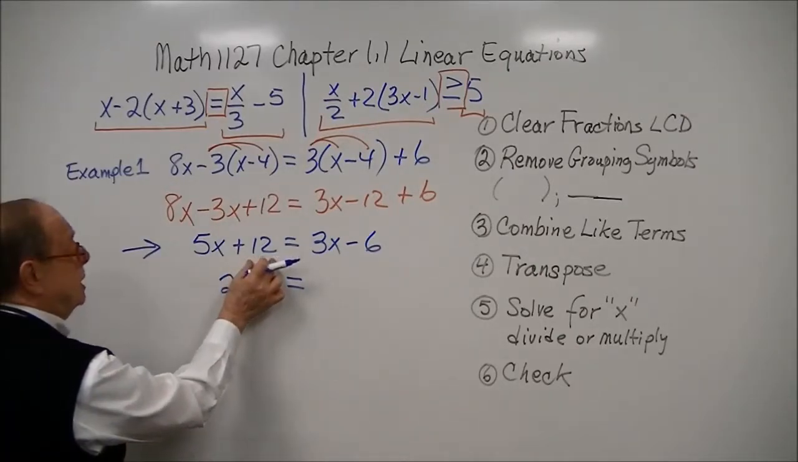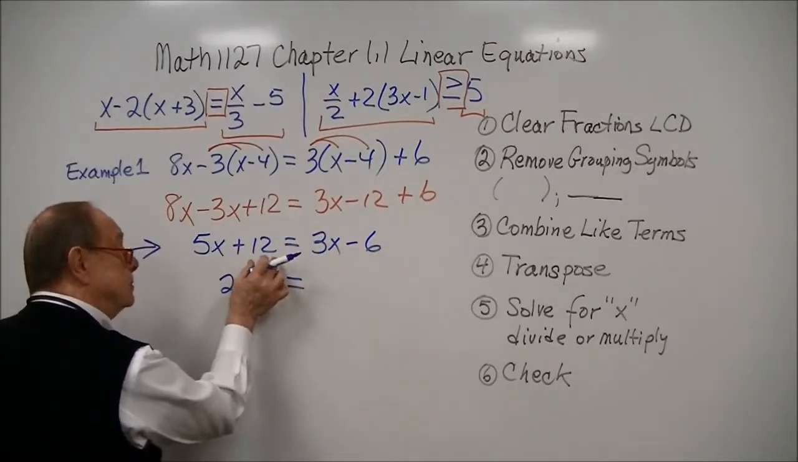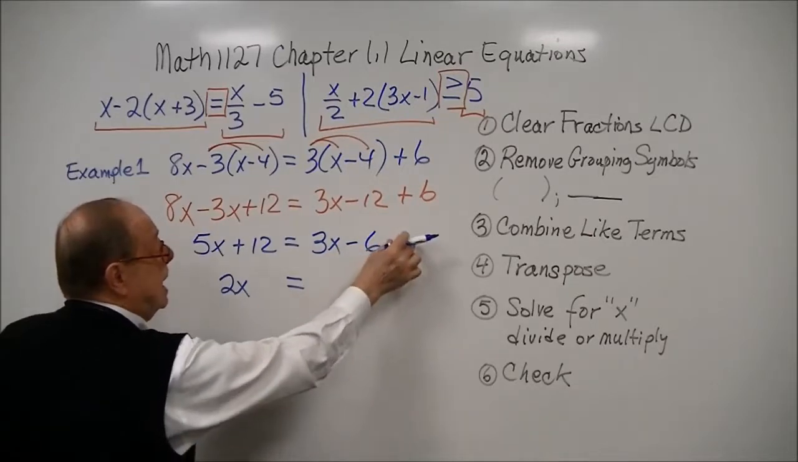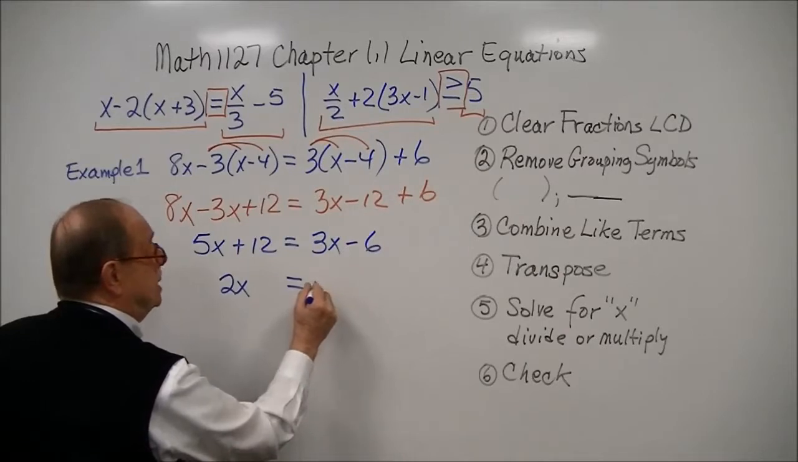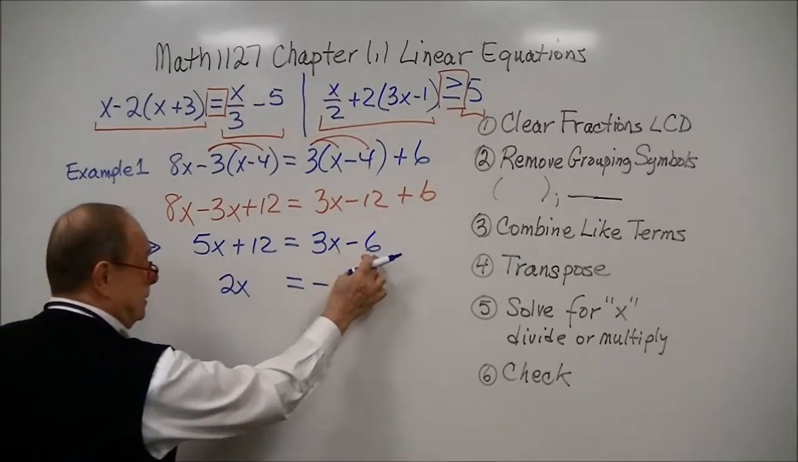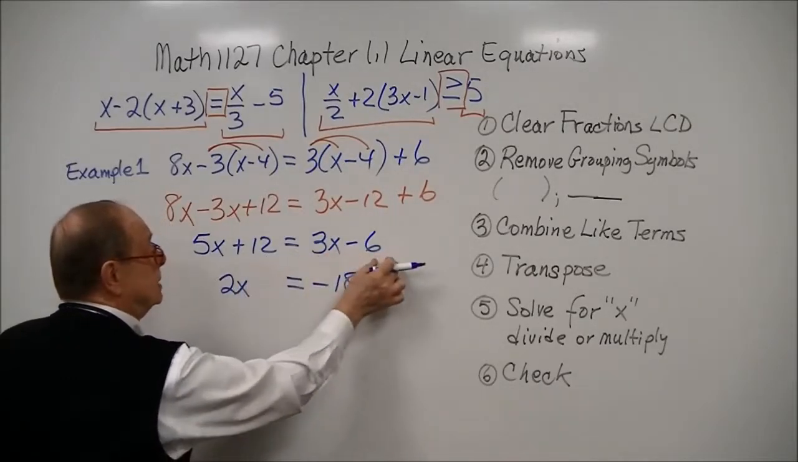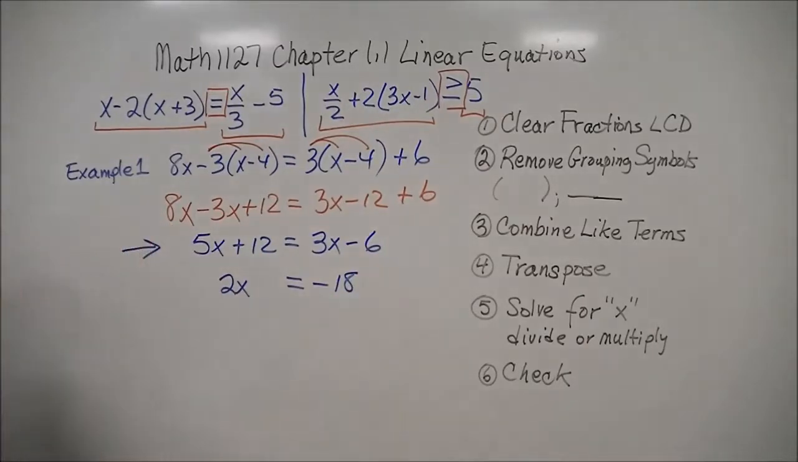Now we bring the positive 12 to the other side, or subtract 12, changes the sign. This becomes then a negative 12 on this side. So this will become a negative 18. So a negative 6 and the negative 12 we're subtracting from both sides, or transposing, gives us a negative 18.